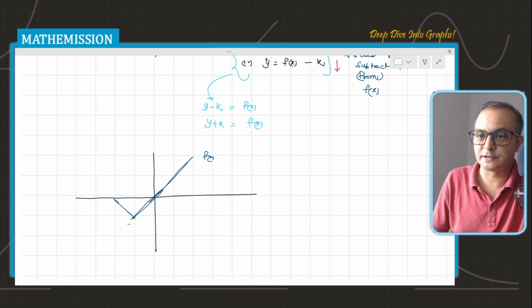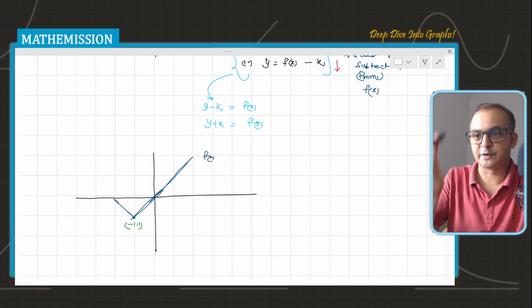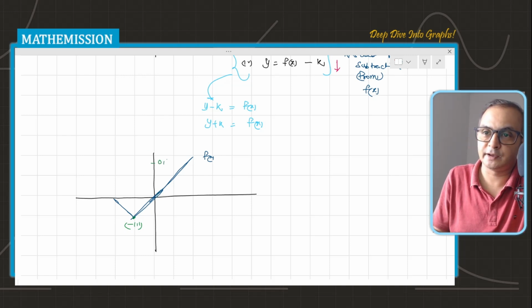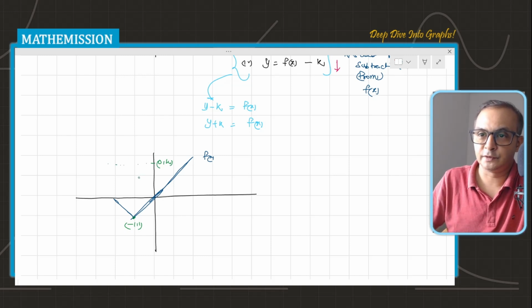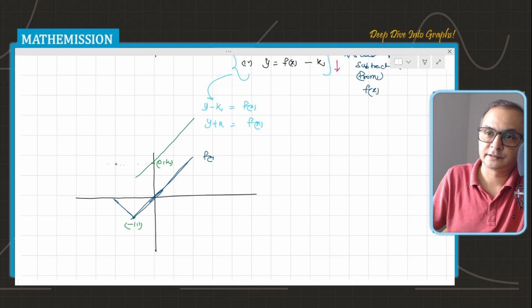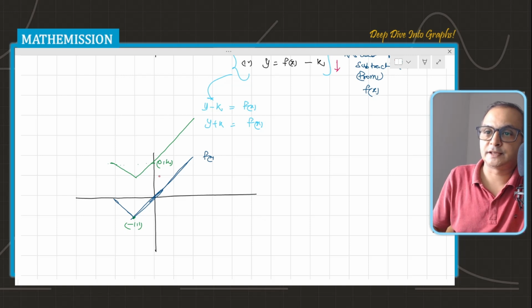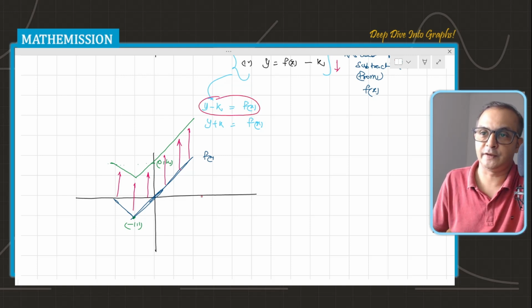It means this was suppose (-1, 1). f(x) plus k means the graph will shift k units, not 1 unit. So this will become (0, k), and a similar kind of behavior will be shown. It means it will go like this somewhere, and again like this somewhere. Alright, so this is the shifting up, you can see, and this is the effect we are observing by this first y minus k is equal to f(x).